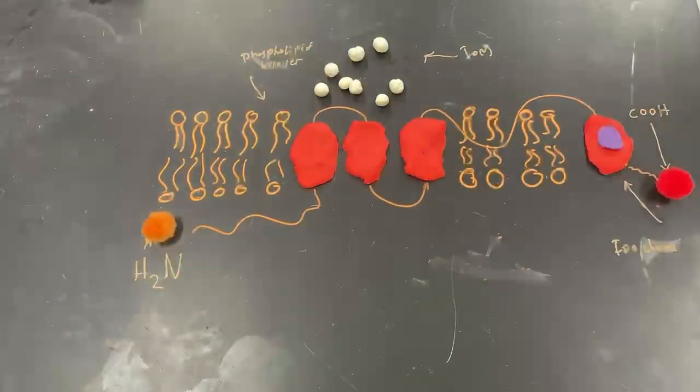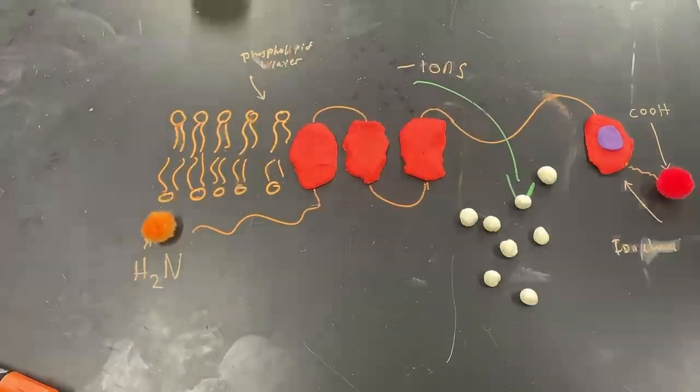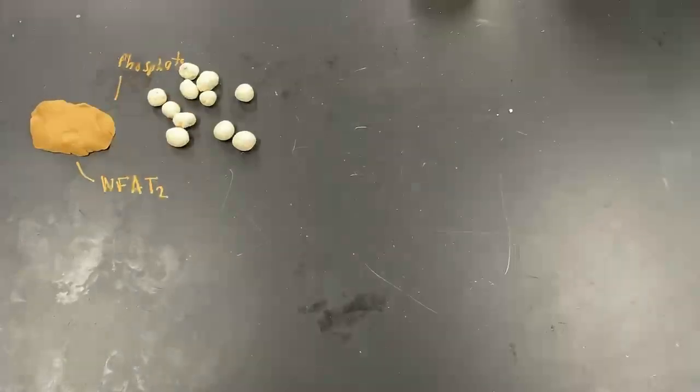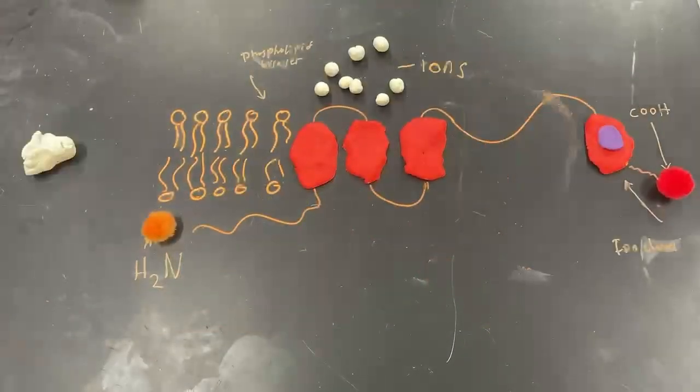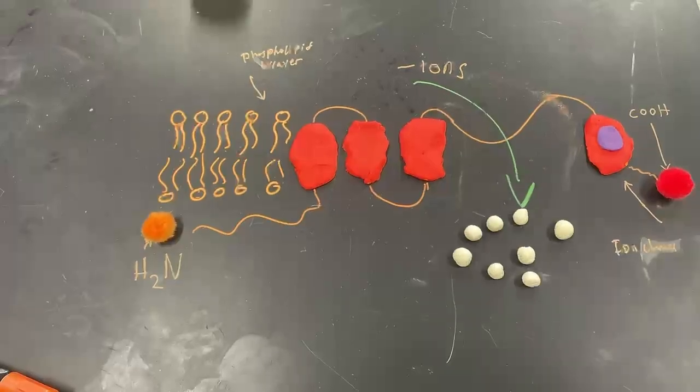Then, the ion movement causes a change in the membrane potential, which initiates a cellular response, for example, action potential or muscle contraction. After the ligand is removed, the channel closes and it goes back to its dormant state.